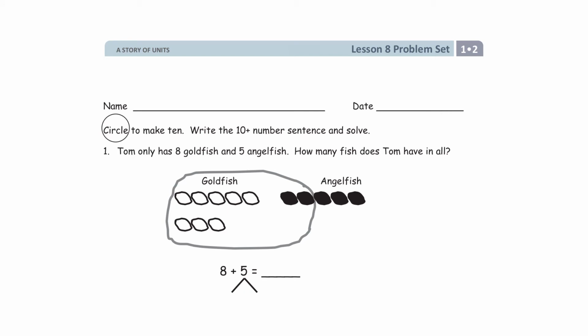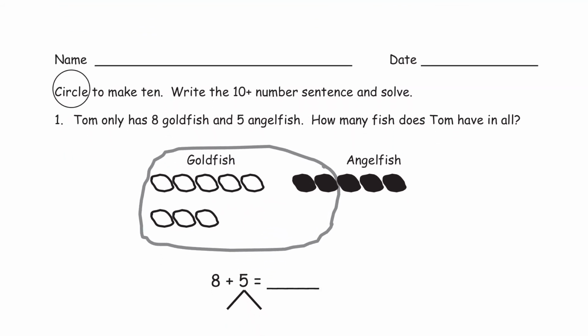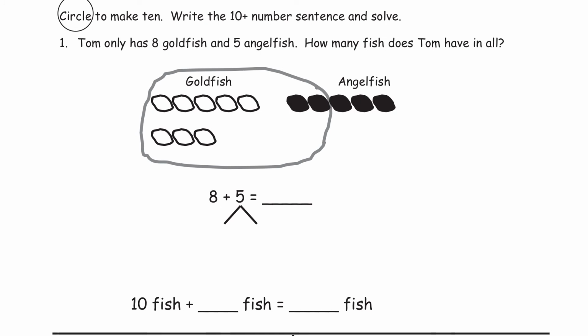Here's what our directions are for number 1. Oh, let me zoom in a little bit more here so it's easier to see. Okay. So it is saying circle to make 10. Write the 10 plus number sentence and solve. Number 1, Tom only has 8 goldfish and 5 angelfish. How many fish does Tom have in all? They did this first part for us. So we have our goldfish and our angelfish. So there's our group of 8 and our group of 5. And then they circled for us our 8 plus 2 more to make 10.